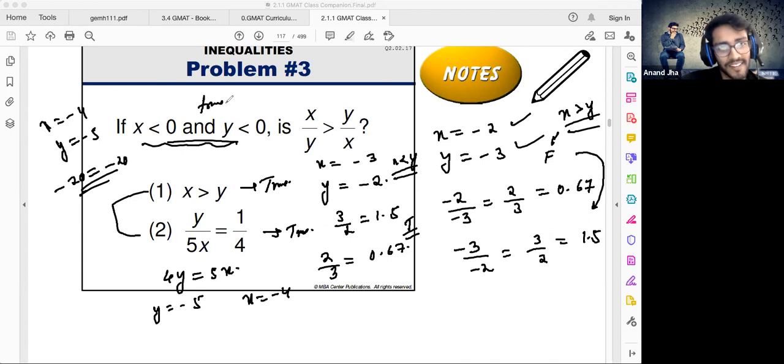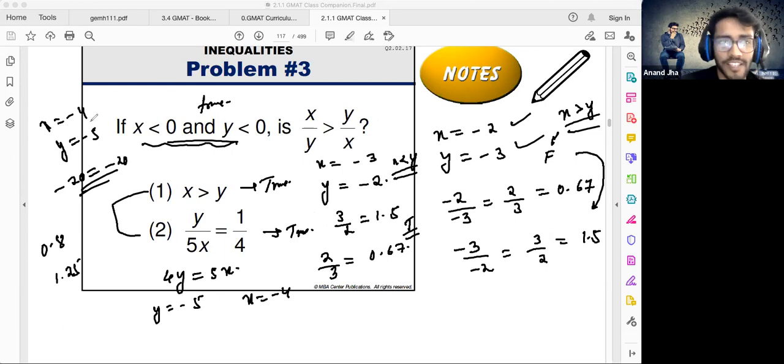True. x by y, minus 4 by 5, 0.8. y by x, 5 by 4, 1.25. No, this doesn't hold true. Okay, so I'll see the options. Even if these two are combined, this doesn't hold true.